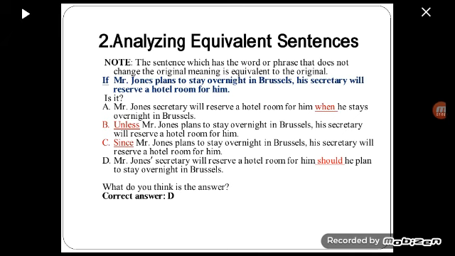Once we have understood that the sentence is speaking about Mr. Jones and the fact that if Mr. Jones plans to stay overnight, his secretary will reserve a hotel room, then it means that we need to look closer at all those conjunctions that are there. Would it be when, unless, since, or should? Which one seems closer to if? The answer would be should.